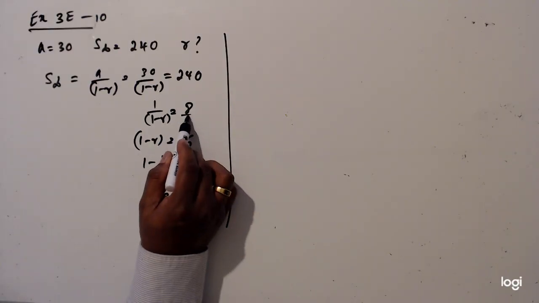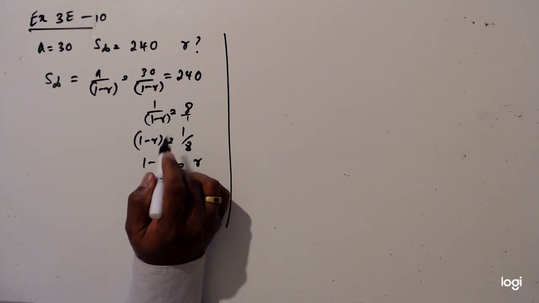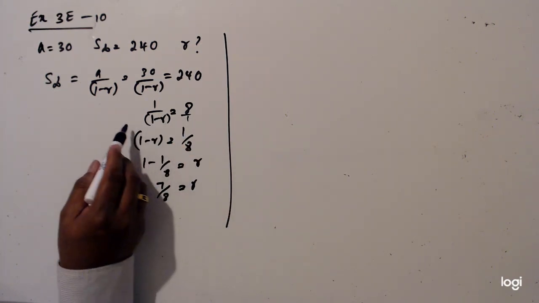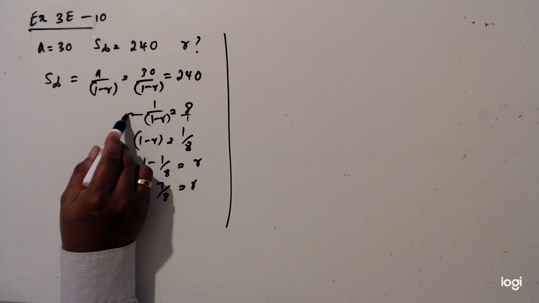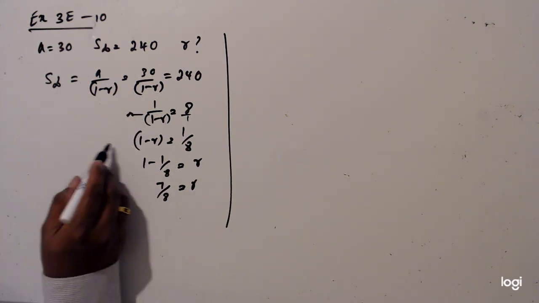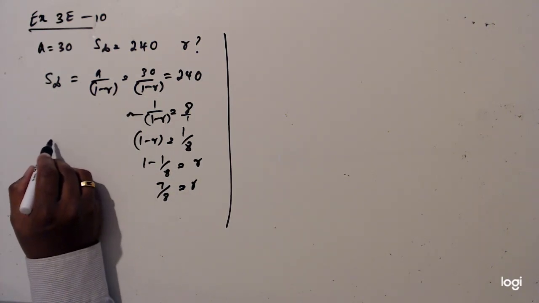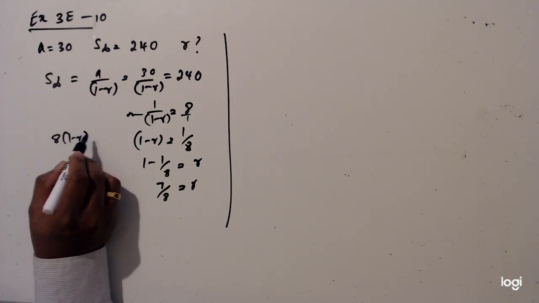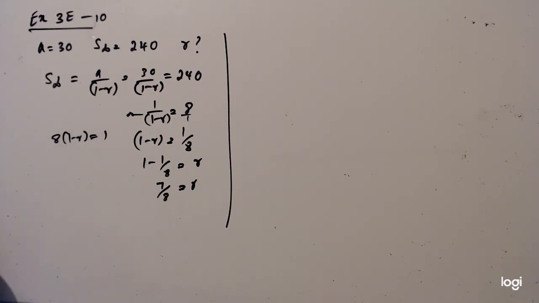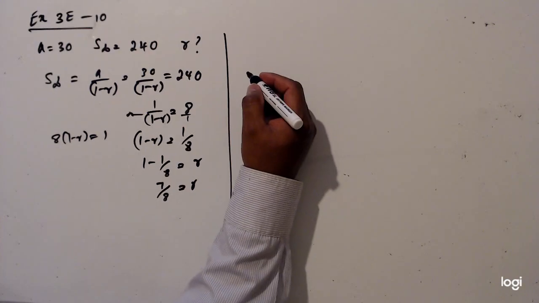I cross multiply and bring 8 down, and if I write one more step before this, 8 times (1 minus r) equals 1.